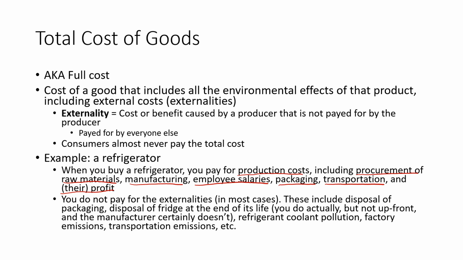Those externalities will be the disposal of the packaging. When you pay for a fridge, you're not paying for the disposal cost of the styrofoam and the plastic and the film plastic and the cardboard box that you get when you buy that refrigerator. You're not paying for the disposal of the fridge at the end of its life. Typically, you'll have to go back to Home Depot or Lowe's or wherever you get your refrigerator and pay them another $100 to dispose of it.